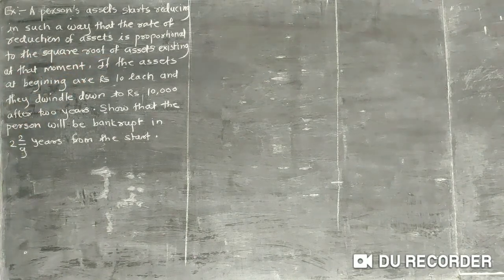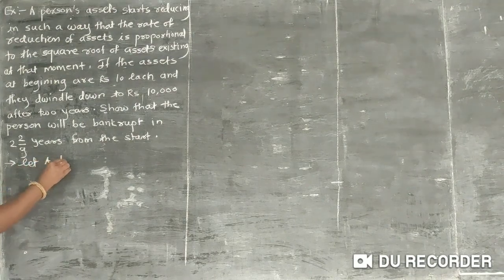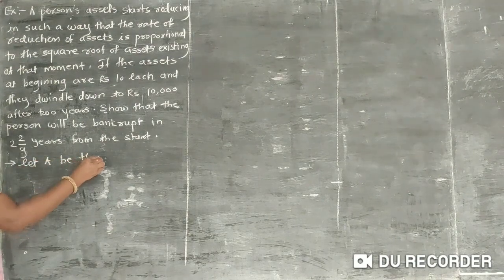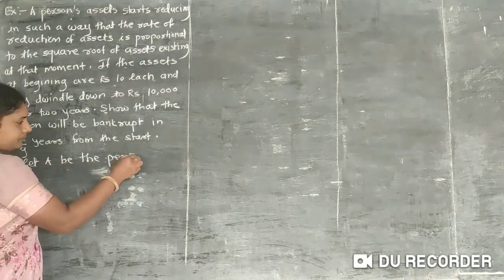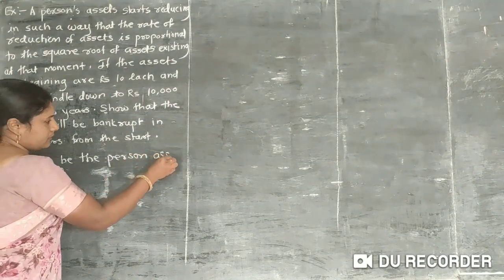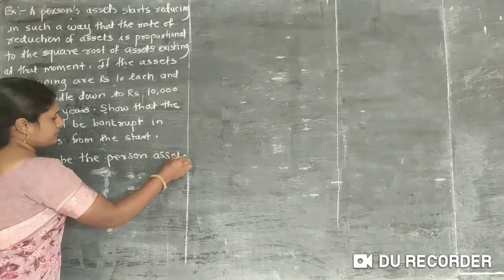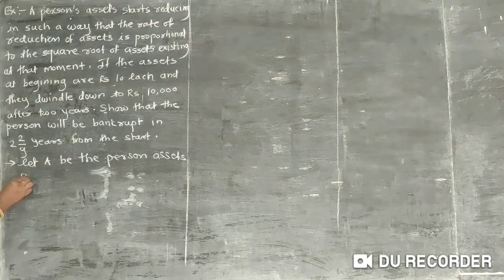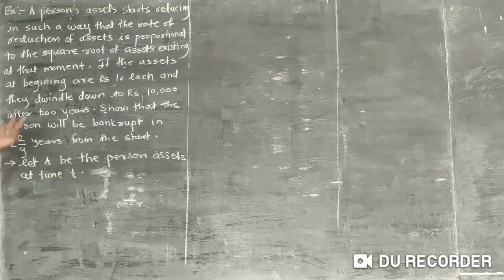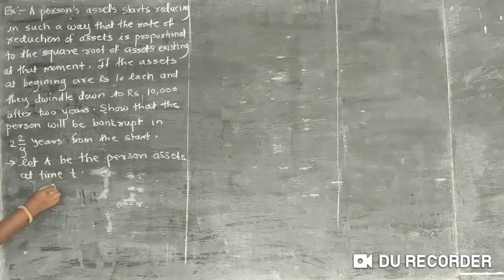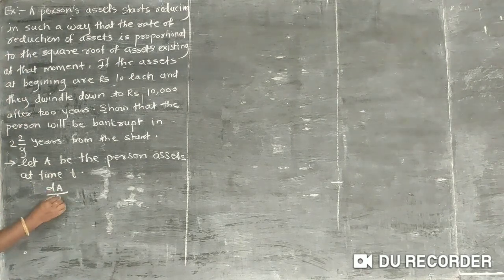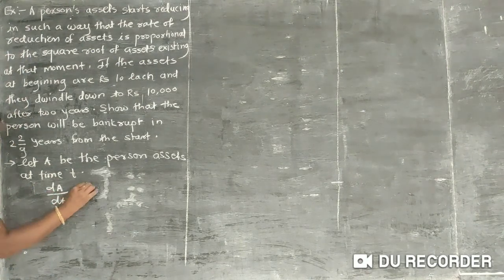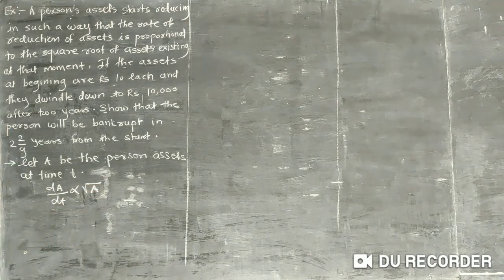Let A be the person's assets at time t. Therefore, it is given that dA by dt is proportional to square root of A. Take K to be the proportional constant.